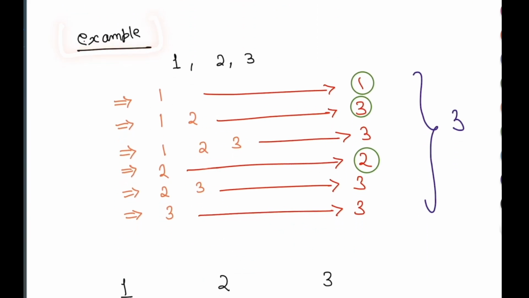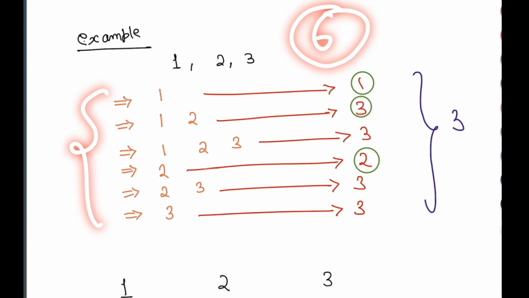In the example, the given input is 1, 2, 3. This is our array of integers. Now the different subarrays we can create are [1], [1, 2], [1, 2, 3]. These are the subarrays starting with 1. Then we have [2] and [2, 3] starting with 2. Then we have [3] starting with 3. So we have a total of 6 subarrays and they are non-empty.